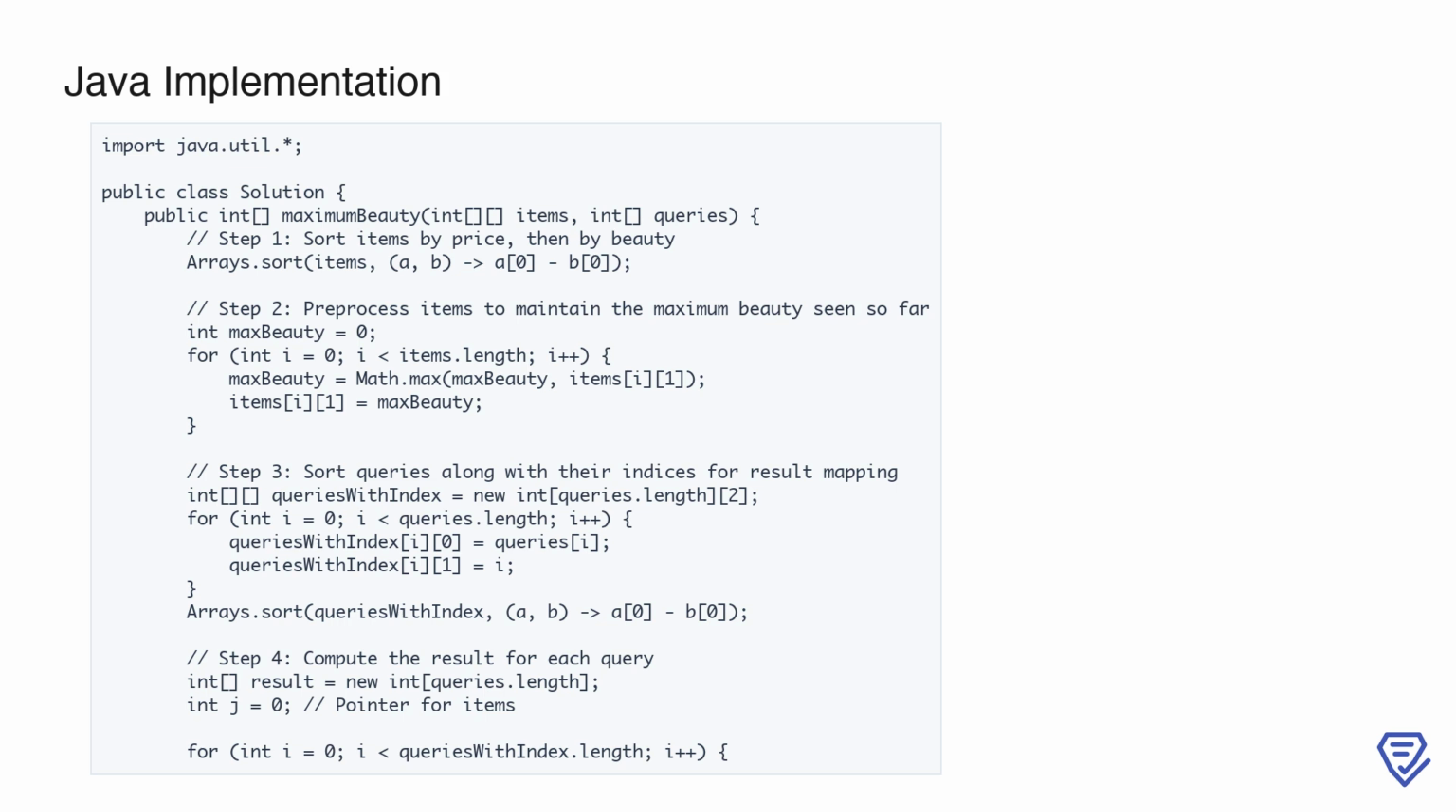To do so, we create an auxiliary array that stores each query paired with its original index. This allows us to sort the queries by their price while still being able to map the results back to the original order of the queries. Sorting the queries with index array ensures that we can process the queries efficiently in increasing order of price. Finally, we initialize a result array to store the maximum beauty for each query and a pointer j to iterate through the sorted items array. The logic for computing the results will follow in the next part of the method.